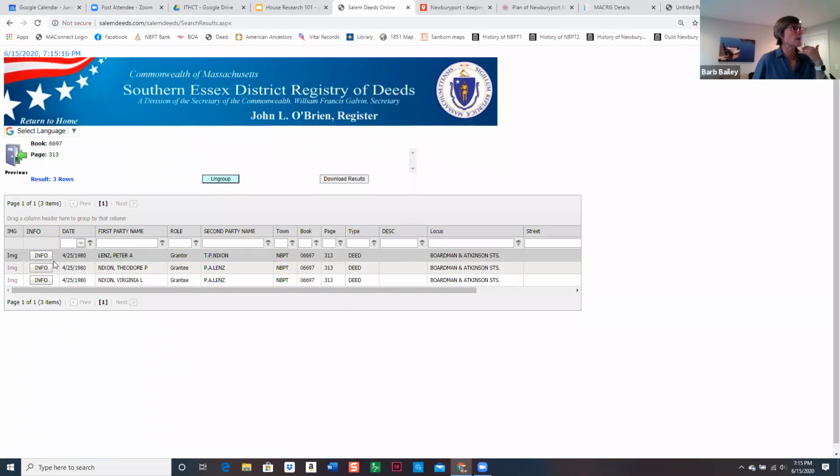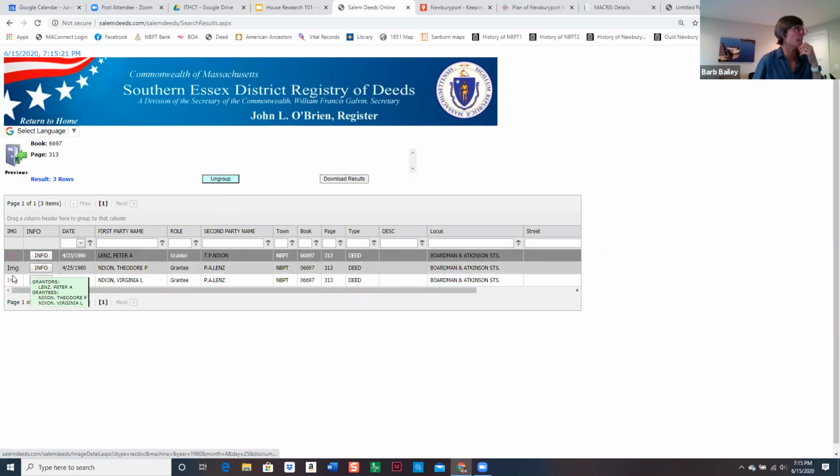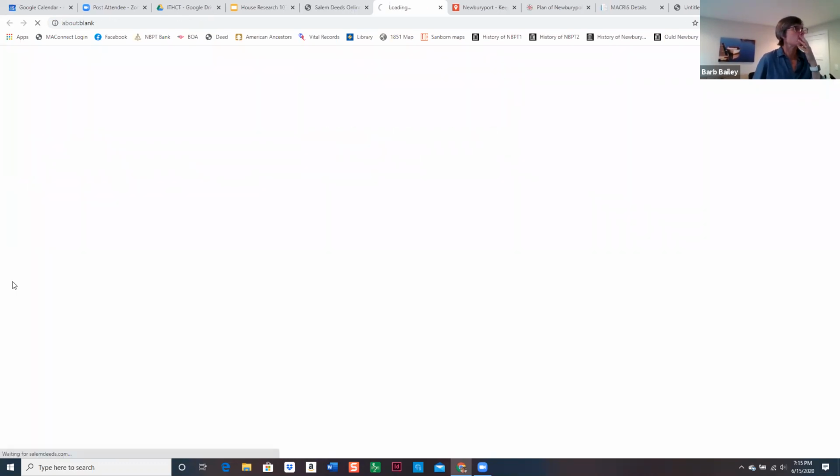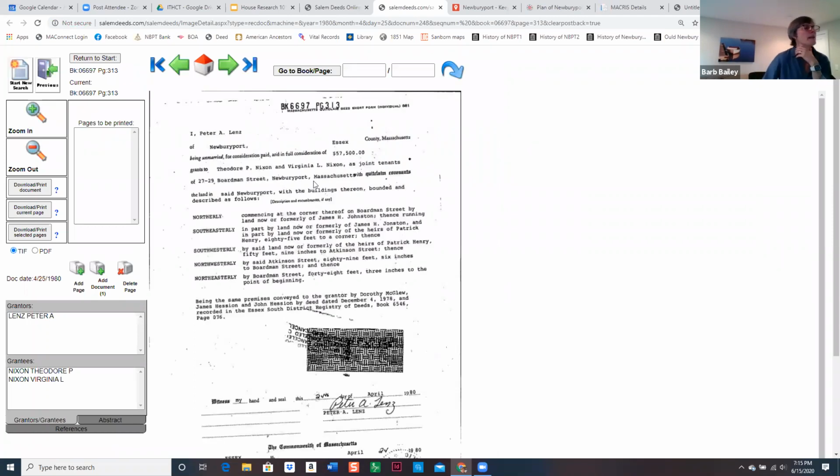So this brings up what's related to my house. And then I'm going to click on this image on the left side. Okay, and so I typed in book 6697 and page 313. So this is the deed that's on that page. And you can see that it has who sold the house, how much they got for it, who they sold it to. This particular deed includes the address, which is helpful. As you get back to the older deeds, the address won't be in there.